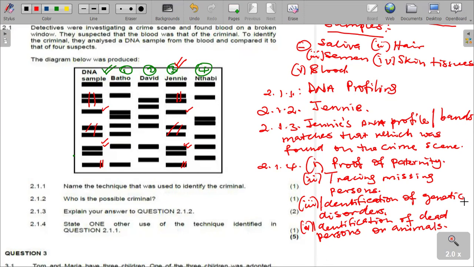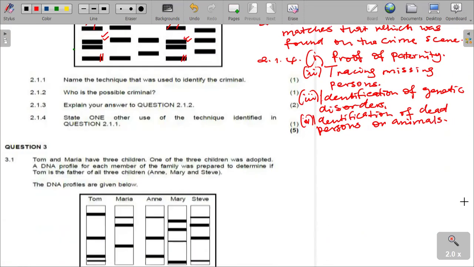We can also confirm the genotypes of plants and animals, as another point that we can give there. Confirm the genotypes of plants and animals.